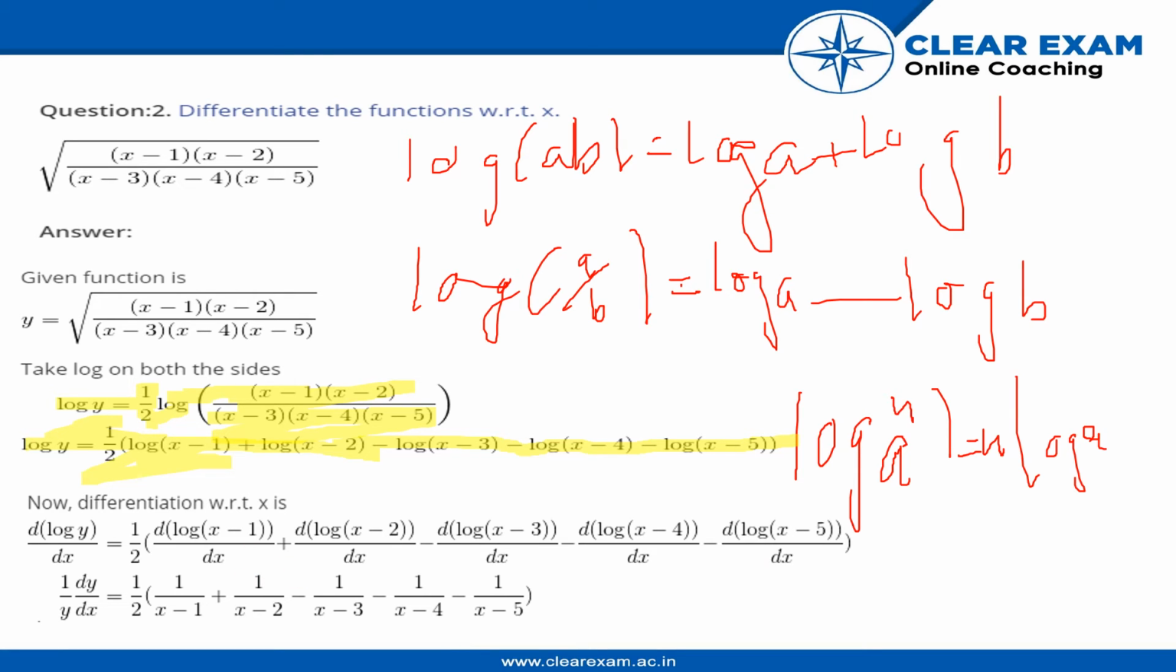Differentiation of log (x minus any constant a) is equal to 1 upon (x minus a). Using this, 1 by y dy by dx equals 1 by 2 into [1 by (x minus 1) plus 1 by (x minus 2) minus 1 by (x minus 3) minus 1 by (x minus 4) minus 1 by (x minus 5)].